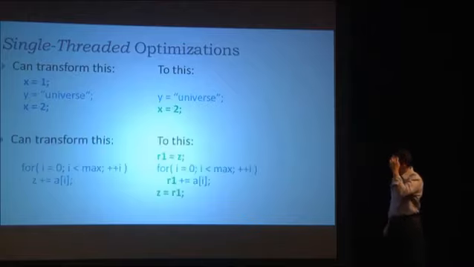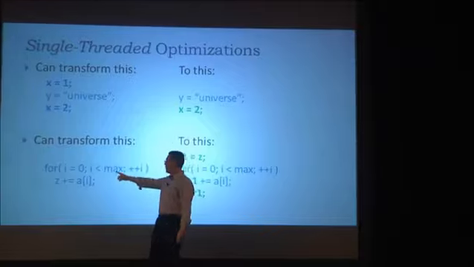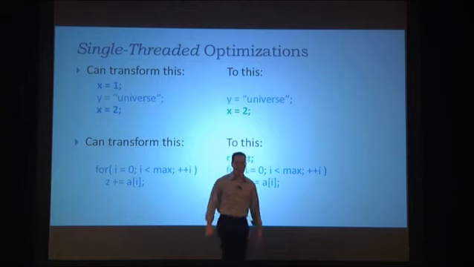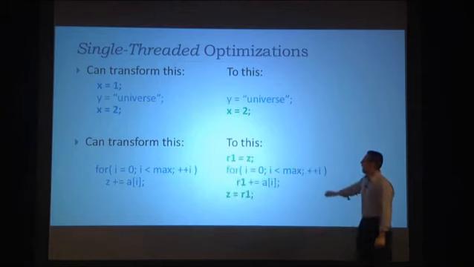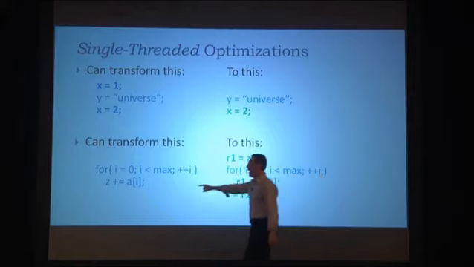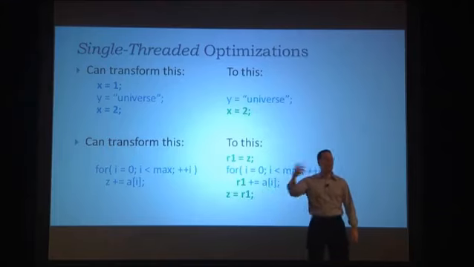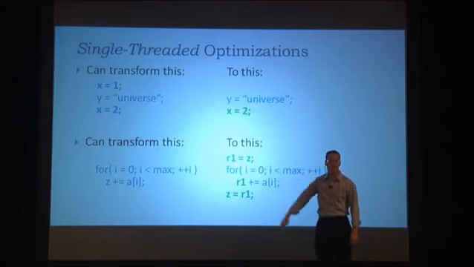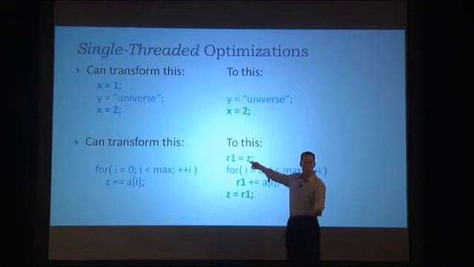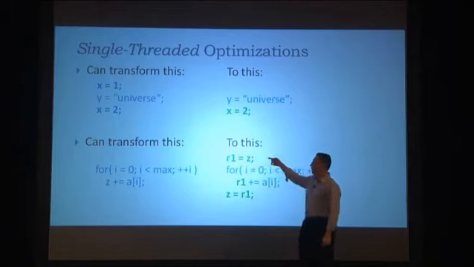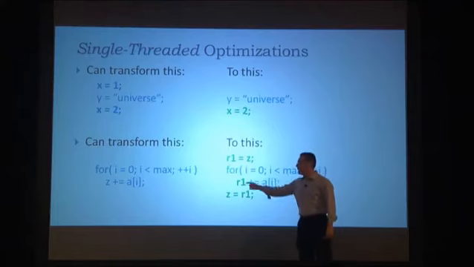Let's try another example. I have a loop for i equals 0, i less than max, plus plus i, the good old-fashioned C way, z plus equals a sub i. I would like to transform that to, instead of accessing the variable z, which could be a memory variable, every single time, I want to put that variable in a register. So I don't want to reach to memory in a tight loop all this time. So I want to load z into a local variable, say a register. We usually call local variables r1, r2, and so forth, just because you can think of them like registers. I'm going to load z. Then I'm going to do the same loop, but I'm going to update the register. And then at the end, I write to z.